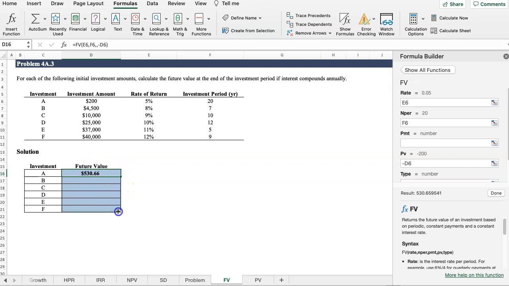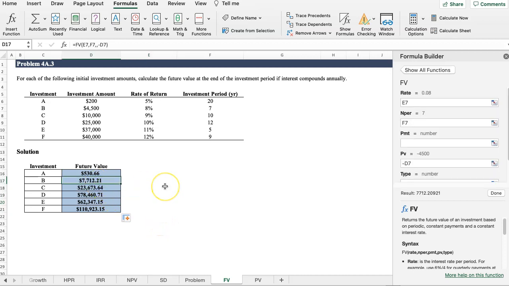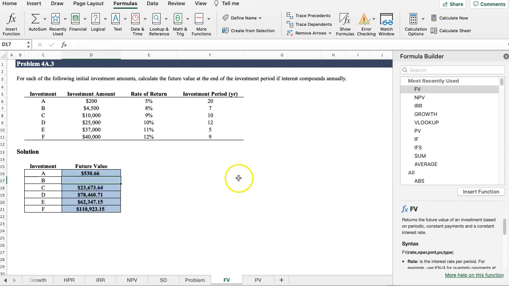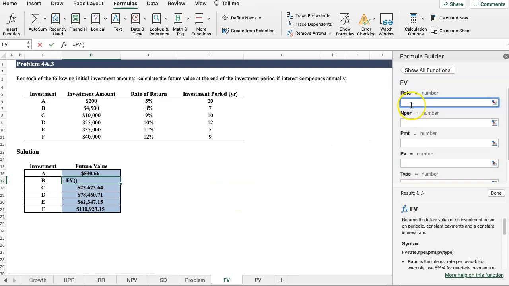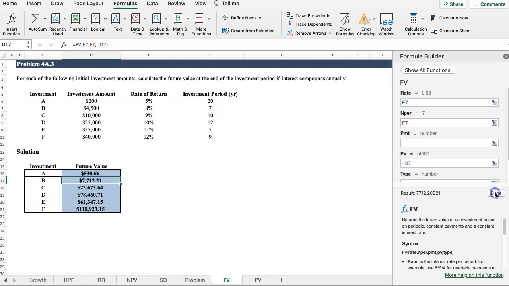Now, it's very easy just to go like this and get all the future value amounts. That's what's great about Excel. If I was just to do it this example, you would see that it would be the same thing, but here I'm going to line B, line 2, 8% rate, and per 7, present value negative 4,500, and then I would hit done. So you see I get the same amount on that.